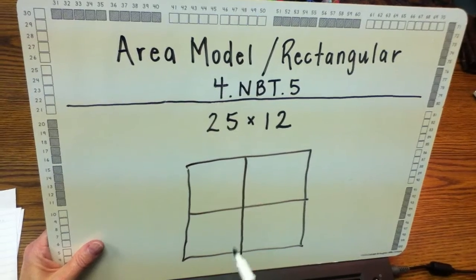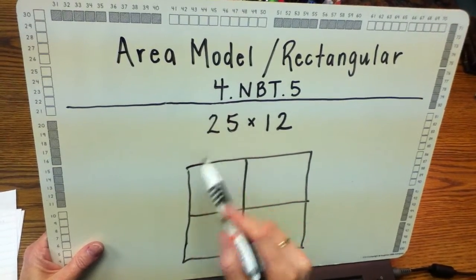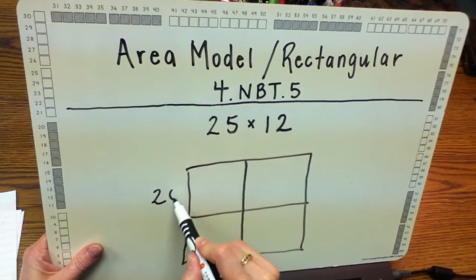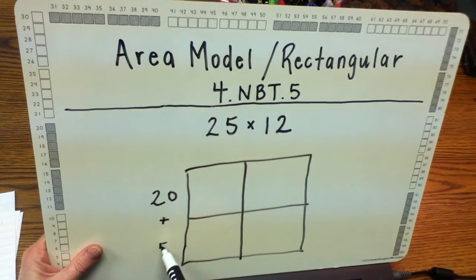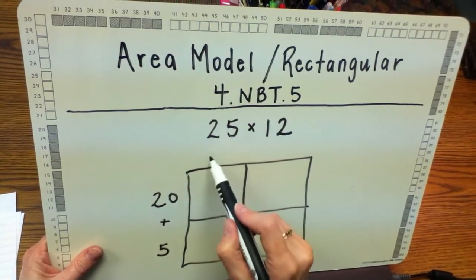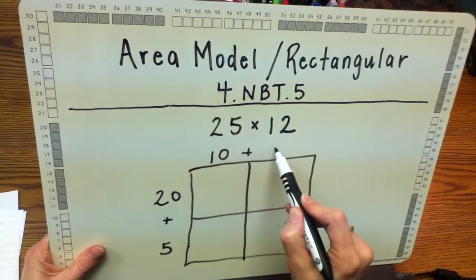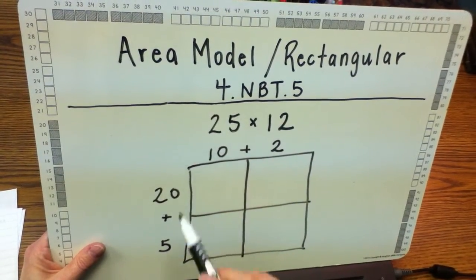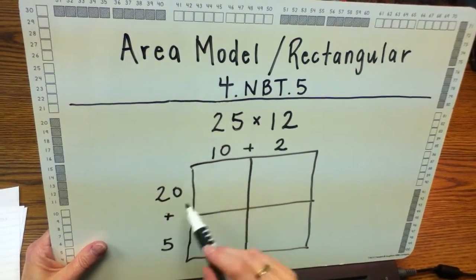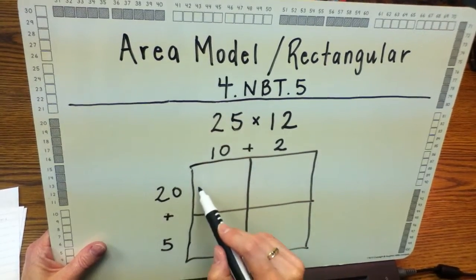And then I'm going to break apart each of my numbers. So I'm going to do 25 as 20 plus 5. And I'm going to do 12 as 10 plus 2. And then I'm going to multiply each of the sections by place value. So I'm breaking apart into partial products.